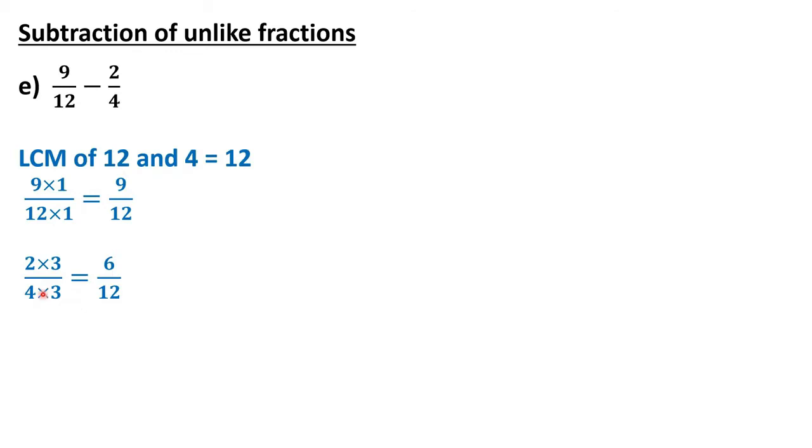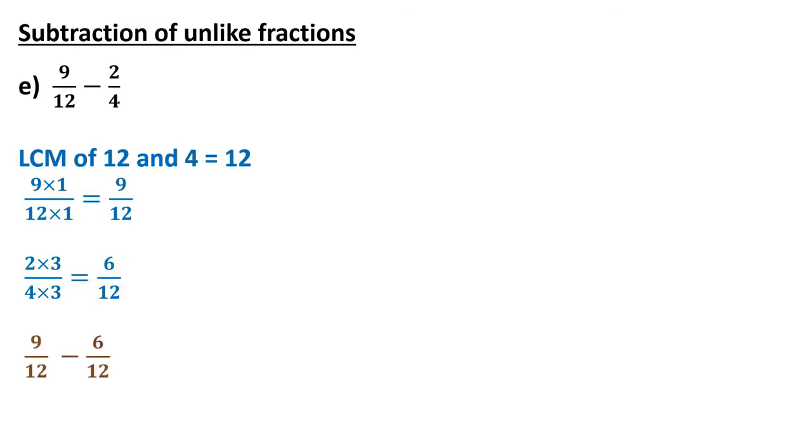So how will you get 3? If you do not know how to get this 3, we can divide 12 by 4. That means we get 3. So 3, we will multiply by 4 to get 12. So 4 is multiplied by 3, and in the numerator also 2 is multiplied by 3. So we are getting 6 by 12.